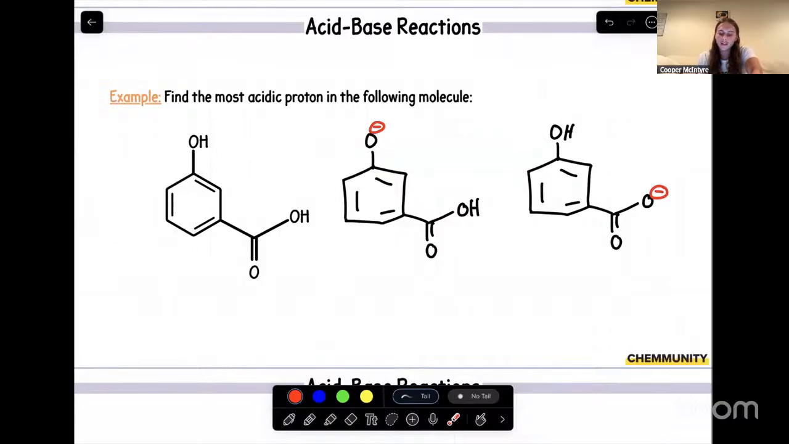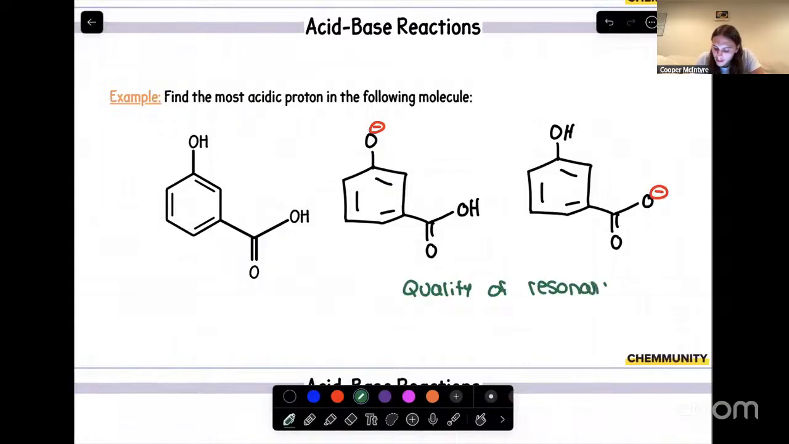But if we were to look at this conjugate base over here, this negative charge can be delocalized through both of those oxygens. And this is a really important point to consider: the quality of resonance matters. So we'll write that down. Quality of resonance matters. And what I mean by that is, where are we placing our negative charges?